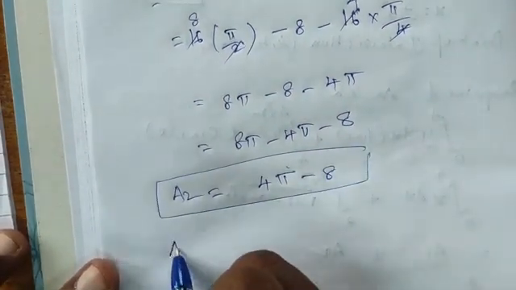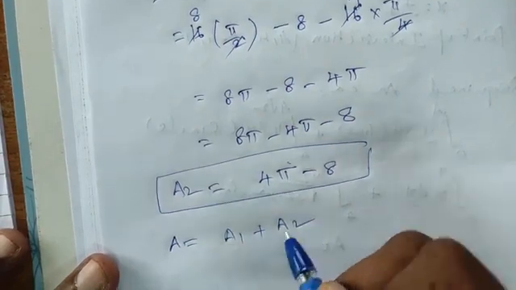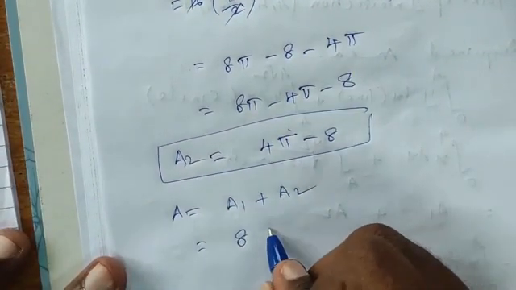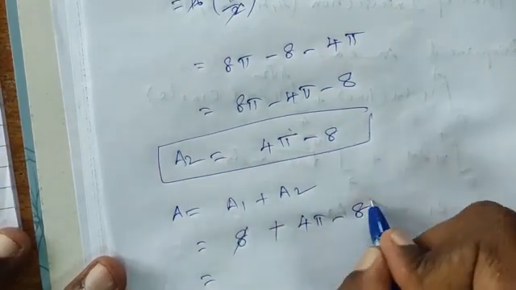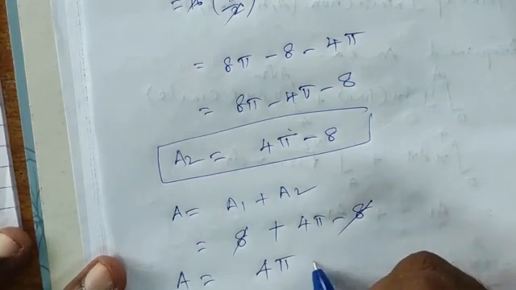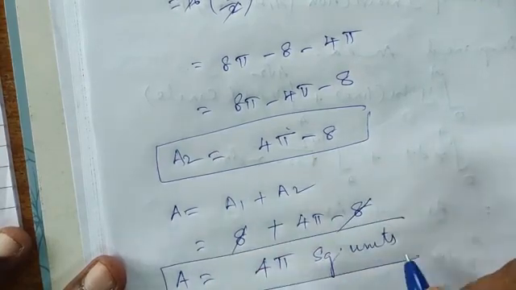Now we have written already A is equal to A1 plus A2. A1 is equal to 8. Now A2 is equal to 4 pi minus 8. So 8 gets cancelled, so 4 pi. So area is equal to 4 pi square units. So this is the required area.